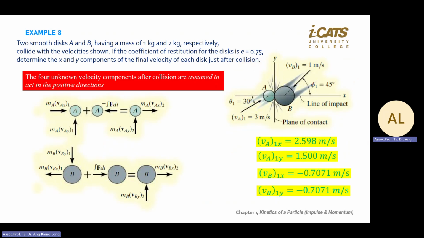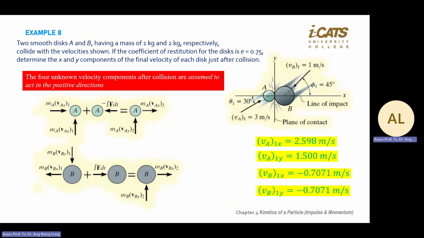Okay, now, don't confuse yourself. This one assumes the positive direction is to the right and up. After you do the analysis, if you get negative, you flip the arrow. If you already assumed the direction and you get positive, it means your assumption is correct. Understand or not? Who is confused? I will write something on the slides.